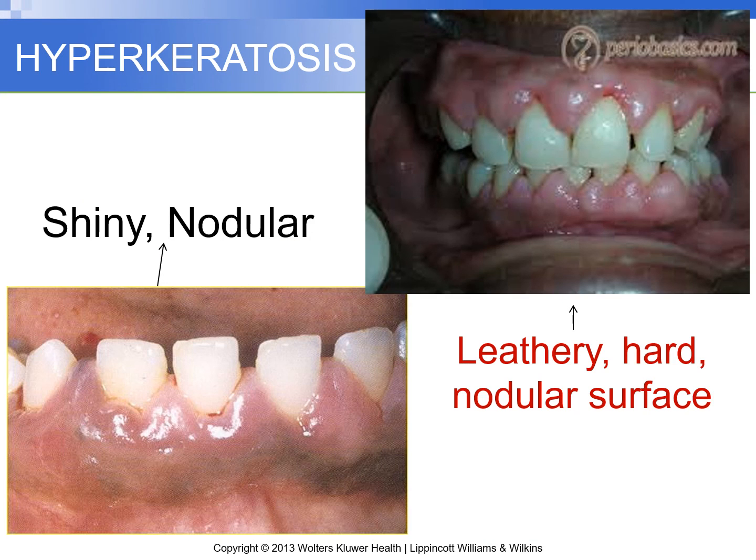This is hyperkeratosis. You may have a shiny nodular surface. It isn't red and inflamed, but it's shiny and nodular feeling. You can have a hard, leathery, nodular surface when it's something that's hyperkeratinized. So it could be from that.